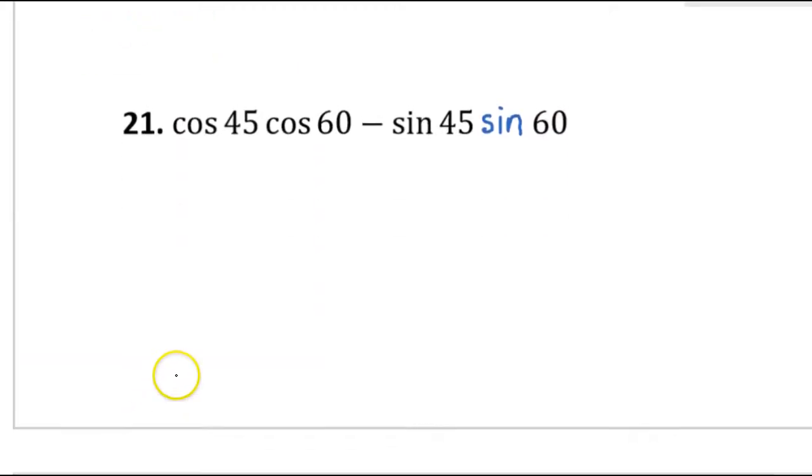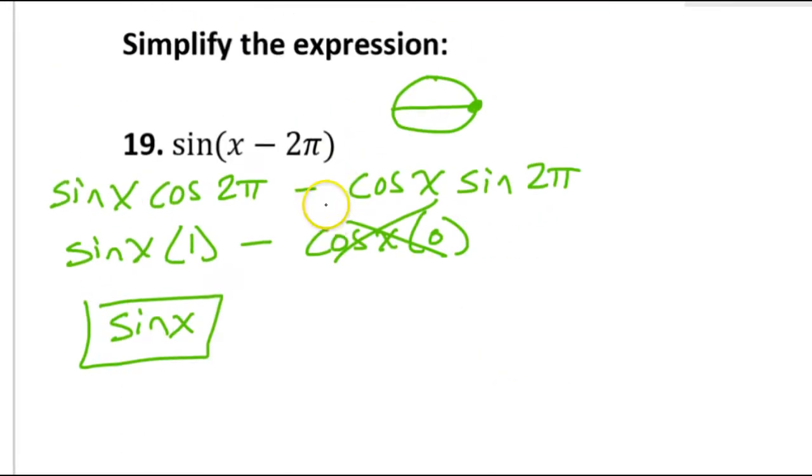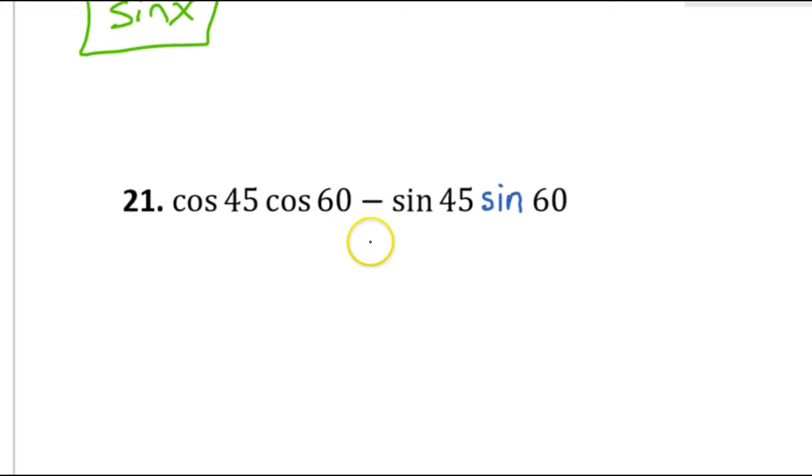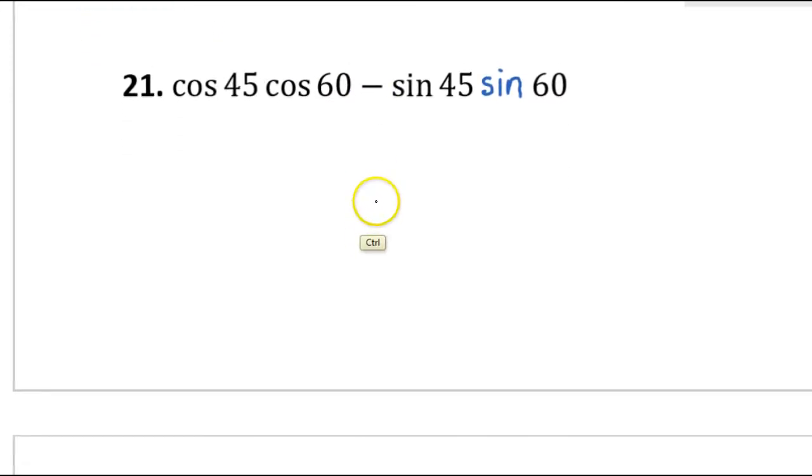Now, when I first looked at problem number 21, I was tempted to evaluate each one of these factors. I know what the cosine of 45 is and the cosine of 60, etc. These are special angles. However, those are not the directions, my friend. We are supposed to simplify, not evaluate. So, what to do, what to do? What formula is being shown here?